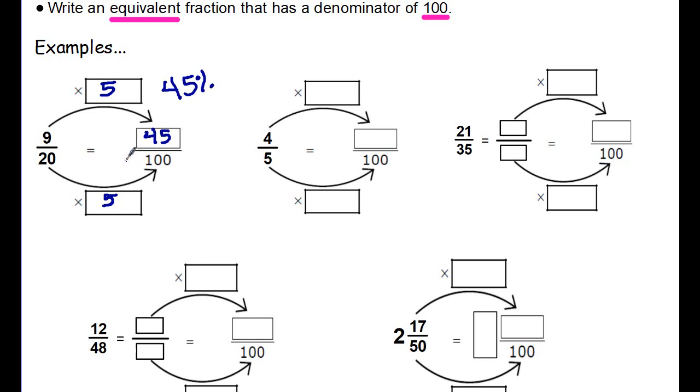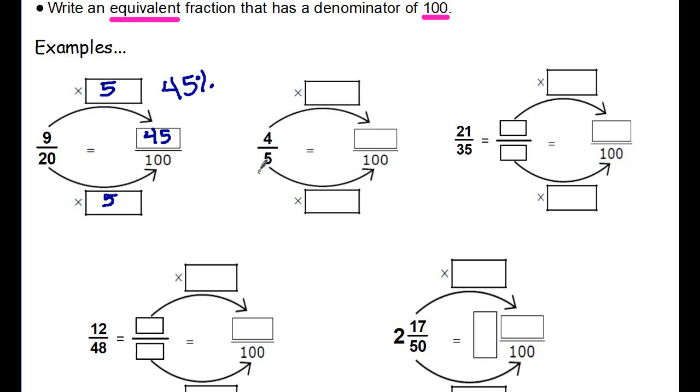Pretty easy, right? Just a side note, this number that we're multiplying by is called a scale factor, and it's a term that we're going to start using in 6th grade. When you scale something, you're either increasing the size or you're decreasing it. So we're going to call this number, this multiplier, scale factor. We multiplied 20 by a scale factor of 5 to get 100. We multiplied 9 by a scale factor of 5 to get 45.